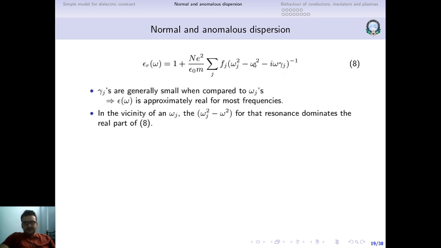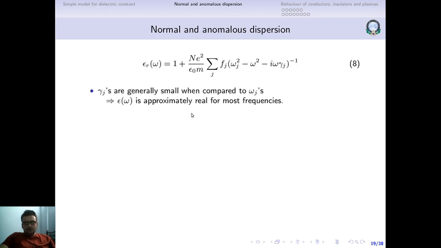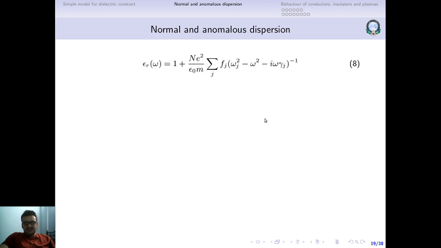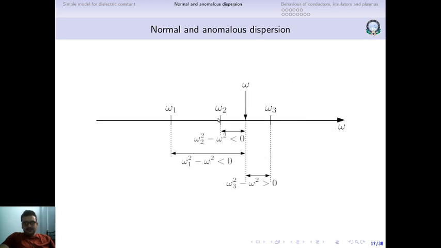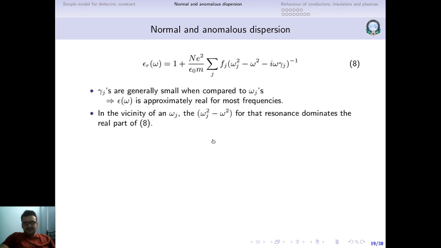So we have many different terms, but here you can see this quantity is a reciprocal, right? So when you are close to one of these omega j's, this difference is the smallest. And because we are taking the reciprocal of an extremely small quantity, that term is going to become the largest. So whichever resonant frequency omega is in the vicinity of, that is the resonance which will dominate the real part.